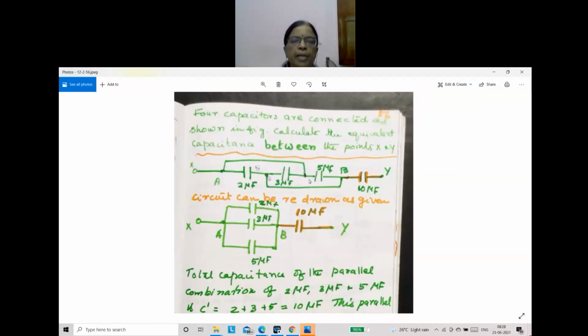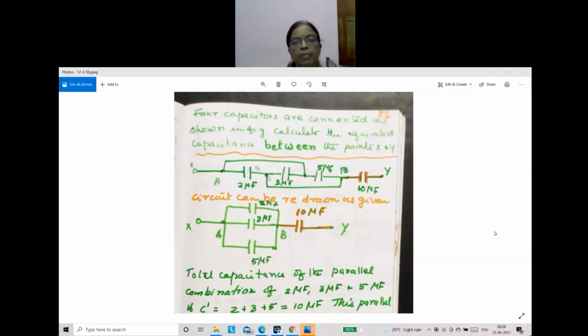Actually, just by seeing it, you should be able to identify, oh, these 3 interconnected ones are parallel. So 2 microfarad, 3 microfarad and 5 microfarad are connected in parallel. And then this is not interconnected, here it is separate. So that is in series with this combination. This 10 microfarad is in series with the combination.